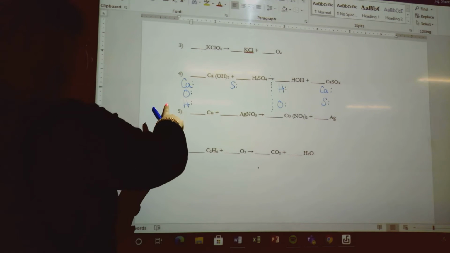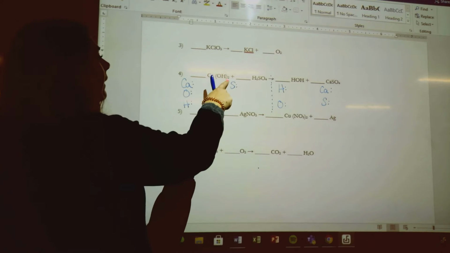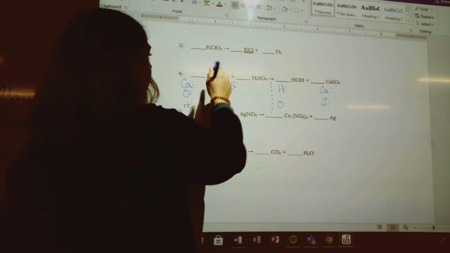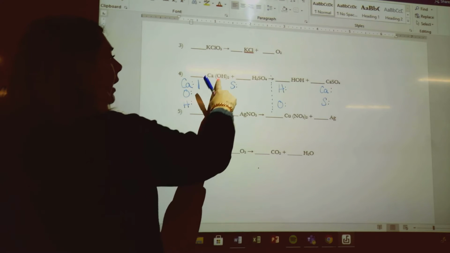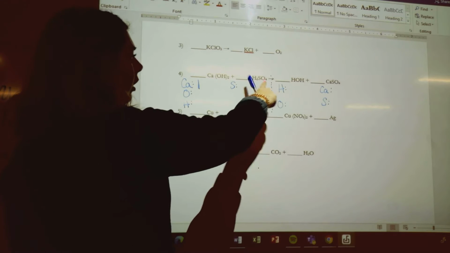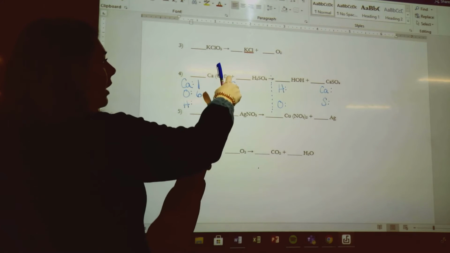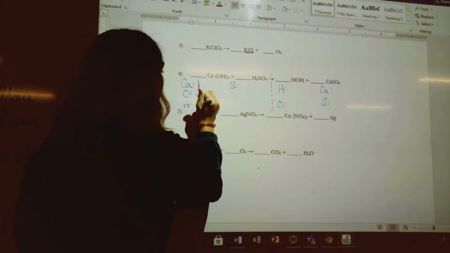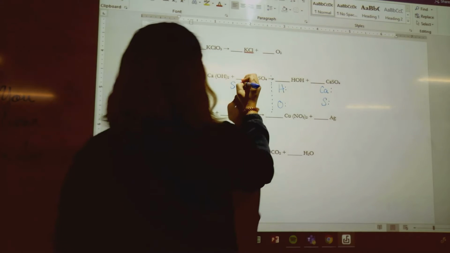So on our reactant side, we have this little tube that goes to everything inside. So we have, oh, I should do my Ca's first. Let's do Ca's first. 1 Ca. Now we have 2 O's plus our 4 O's over here. So 6 O's. Then we have our 2 H's plus our 2 H's over here. 4 H's. And our 1 S.